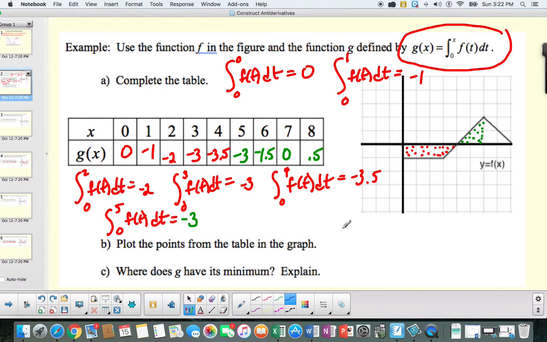Let's go ahead and graph this. 0, 0, 1, -1, 2, -2, 3, -3, 4, -3.5, 5, -3, 6, -1.5, 7, 0, and 8, 0.5.